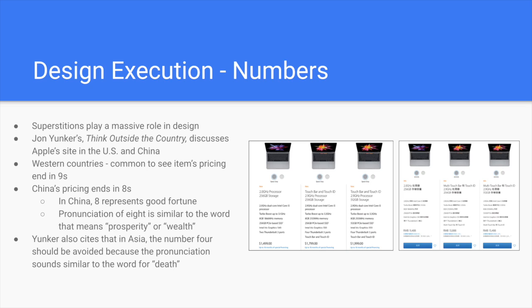So, superstitions also play a massive role in design. John Junker's Think Outside the Country discusses Apple's site in the US and China and how numbers actually play a big role in how we show design. So, in Western countries, it's common to see an item with the price ending in nines, but in China, items will end in eights because the number represents good fortune, and the pronunciation of eight sounds like the word prosperity or wealth. And Junker also notes that Asia typically avoids using the number four anywhere in design since the pronunciation sounds similar to the word for death.